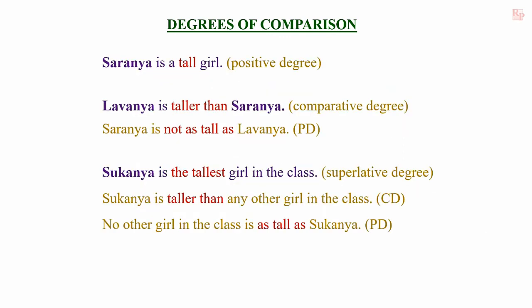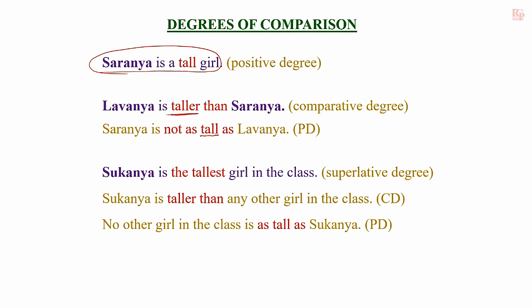Here, Saranya is a tall girl. It is in the positive degree. We can't change it into the comparative or superlative degree. But Lavanya is taller than Saranya. It is in the comparative degree. You can change it into the positive degree by changing it like this: Saranya is not as tall as Lavanya. It is a positive degree.